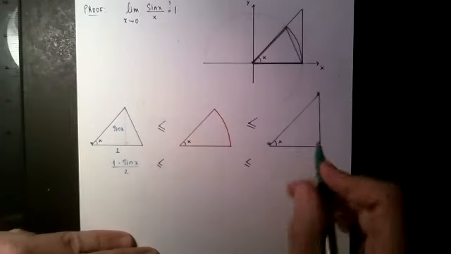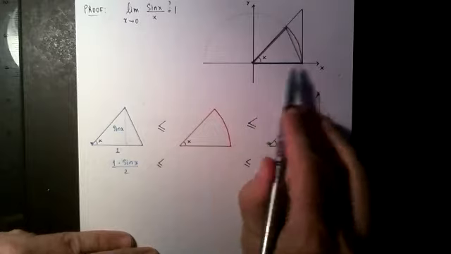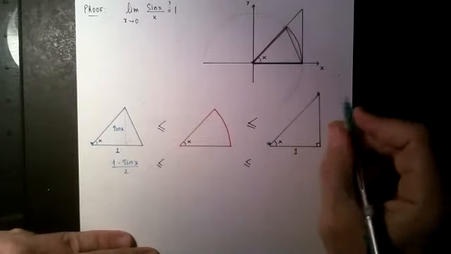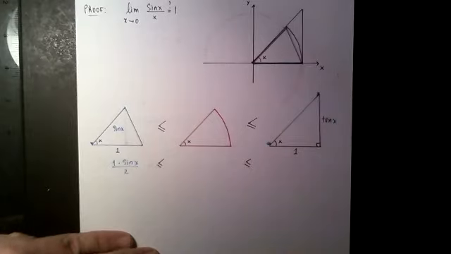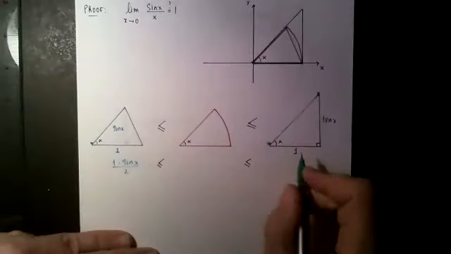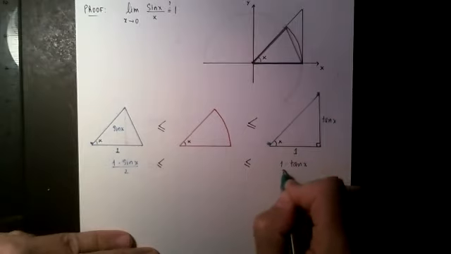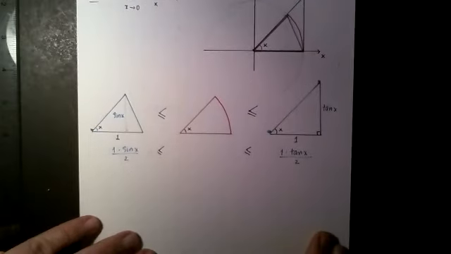So how much is the base? 1. Still 1. And how much is the height? Tan of x. Very nice. Tan of x. Perfect. Okay, so I'm going to write the area here. 1 times tangent of x divided by 2. Any questions until here?